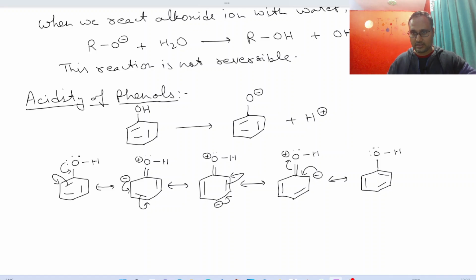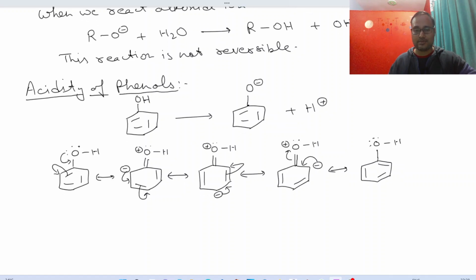So as we can see, in three of the structures of phenol there is a positive charge. In structures second, third and fourth, there is a positive charge on the oxygen atom, which is more electronegative, and a negative charge present on the carbon atom, which is less electronegative, making it less stable.